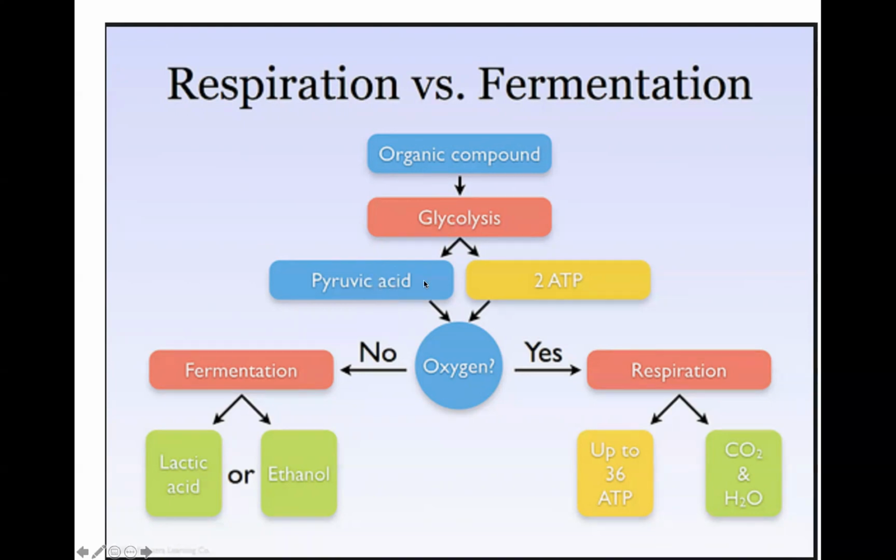So pyruvic acid is generated, and from glycolysis we're going to get 2 molecules of ATP. Then, depending on whether or not oxygen is present, the pathway will continue into respiration or into fermentation. In the presence of oxygen, we're going to generate up to 36 molecules of ATP under the most optimal conditions in the cell, where carbon dioxide and water are byproducts that are also generated.